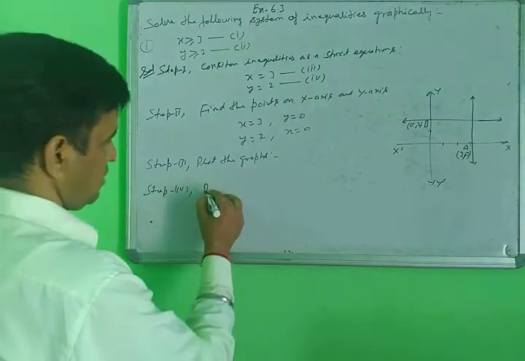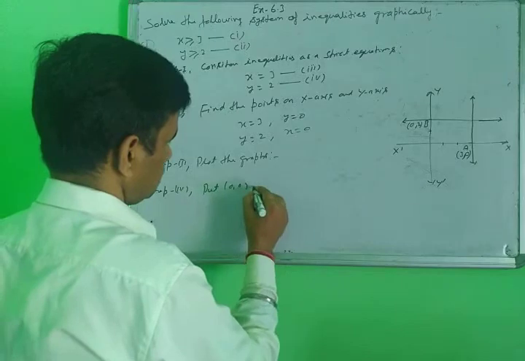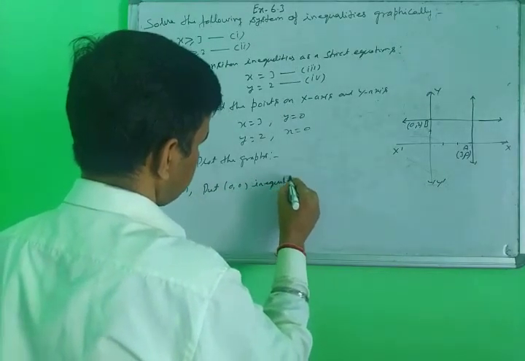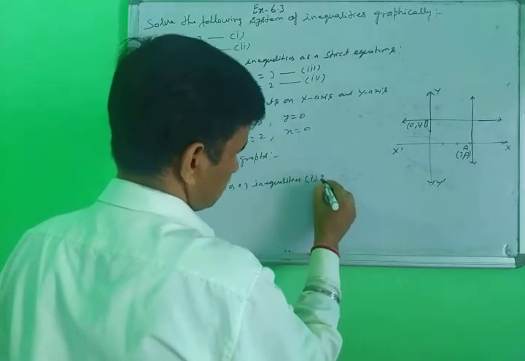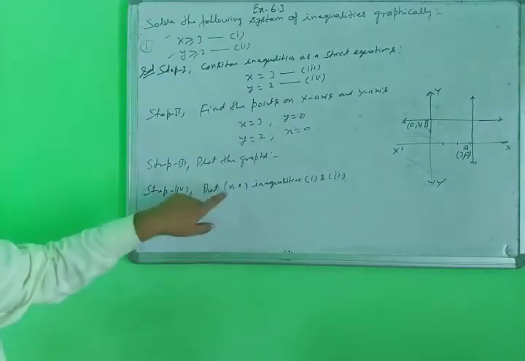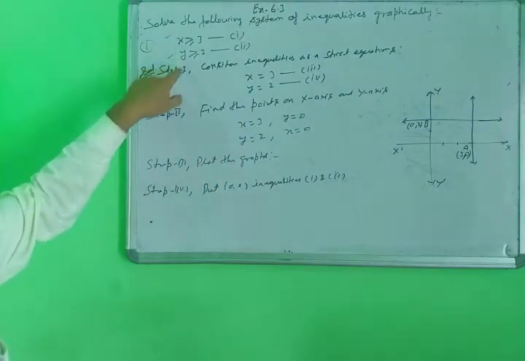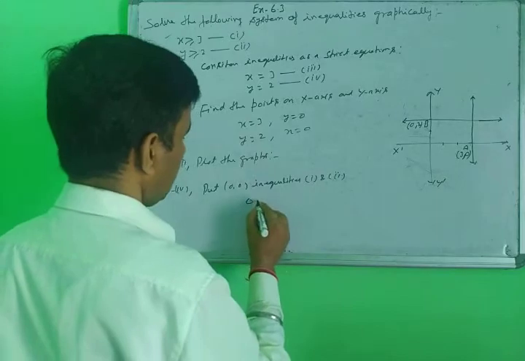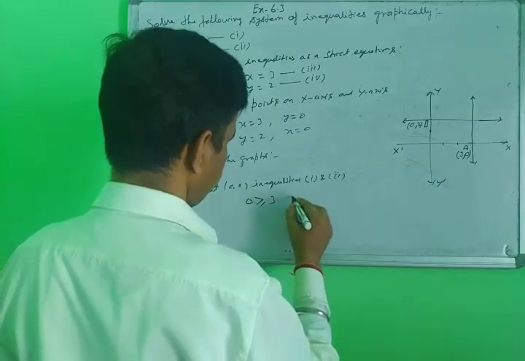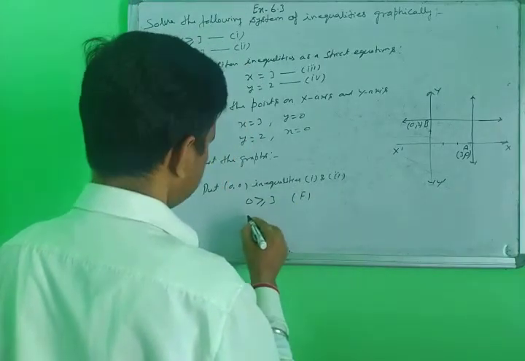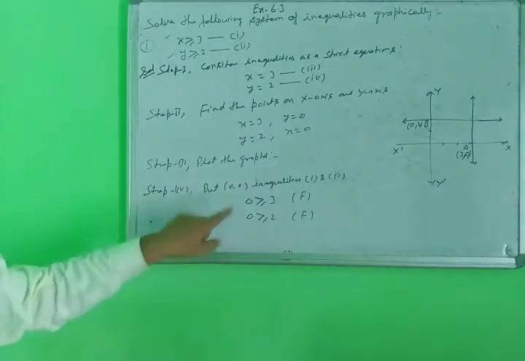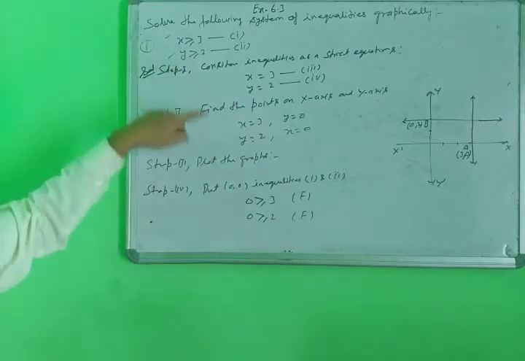Then step fourth: put (0, 0) in the inequalities, first and second, in both inequalities. What do we get? 0 greater than or equal to 3, this is false, and 0 greater than or equal to 2, this is also false. Means both the first and second inequalities are false.